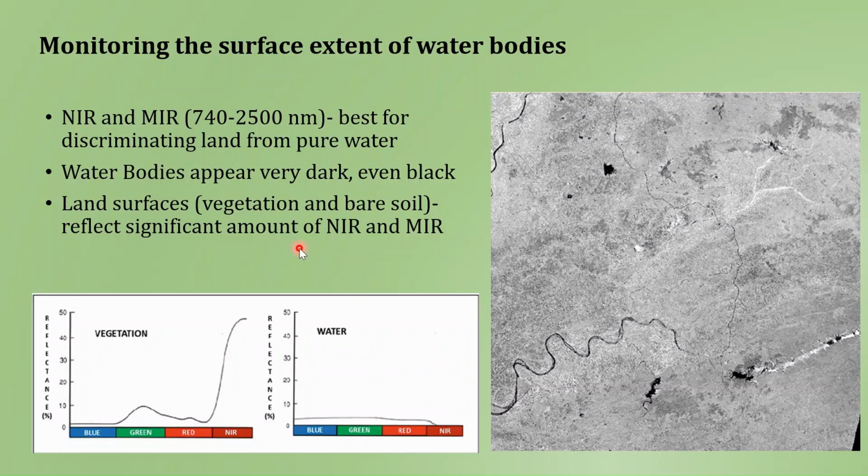As we saw in the last diagram, the pure water molecules absorb all the wavelengths falling in the NIR and MIR. This particular wavelength range, that is 740 to 2500 nanometer, is considered the best for discriminating the land from the pure water, and is also very important in monitoring the surface extent of the water bodies, because in the NIR band, these water bodies appear very dark, even black in color.